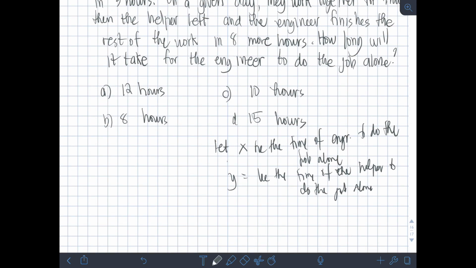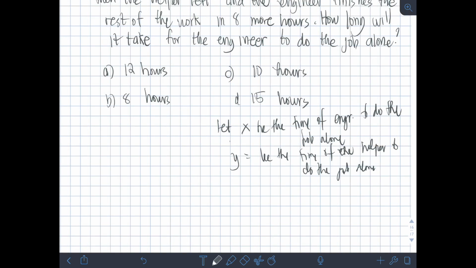Okay, so dahil work problem ito, gawa tayo ng table. So, we have engineer and we have the helper. Tapos, rate times time equals work. So, dahil ang representation natin sa time ng engineer to do the job alone ay x, ang rate niya ay 1 over x. Then, dun sa helper, y. So, ang rate niya ay 1 over y.